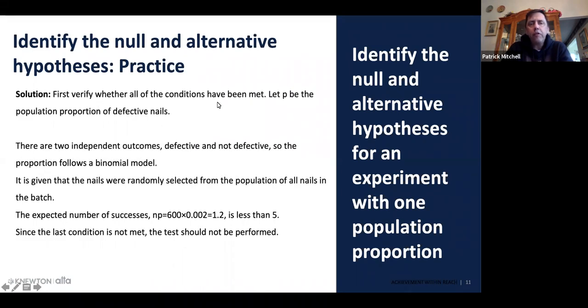All right, so first we'll verify whether all the conditions have been met. If P is the population proportion of defective nails, we have 2 independent outcomes, which are either the nail is defective or it's not defective. That makes it binomial. It's given that the nails were randomly selected. And finally, the expected number of successes, n times p, would be 600 times 0.002, which is only 1.2. And that is less.